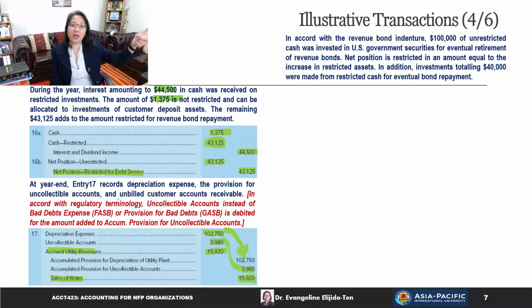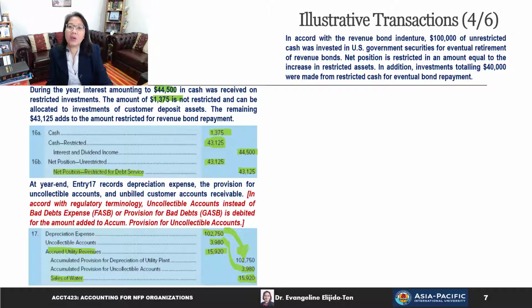Remember, entry number 1, the first entry that we did was to reverse this accrual. All right, so in the next year, that's the first entry you will do as well. You'll be debiting sales of water 15,920 and crediting the accrued utility revenues for the same amount.